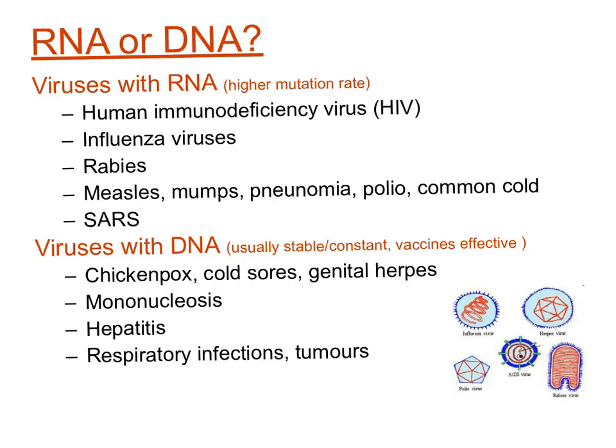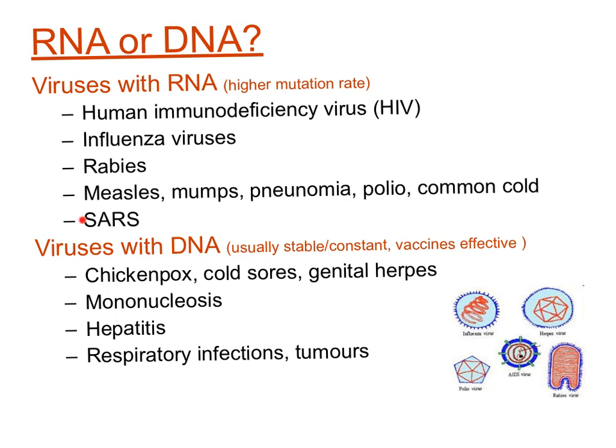As I mentioned, viruses can have RNA or DNA, and there are some differences. Viruses with RNA often have a higher mutation rate. The reason for this is basically because there's less or no proofreading happening when that RNA is copied. We also have viruses with DNA. In contrast, these are usually more stable and constant. So because they're more stable and constant, we are able to create vaccines to help prevent viral infections.